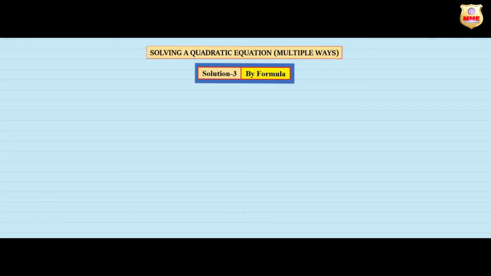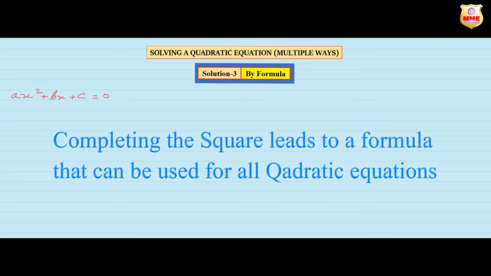So friends, we come to the third method of solving the quadratic equation, and that is by directly using the formula, with which in the quadratic equation we can get the value of the unknown. Now here we take the quadratic equation ax square plus bx plus c equal to 0. Now we will change this quadratic equation into a perfect square form as we have done in the last method, that is solution number 2.